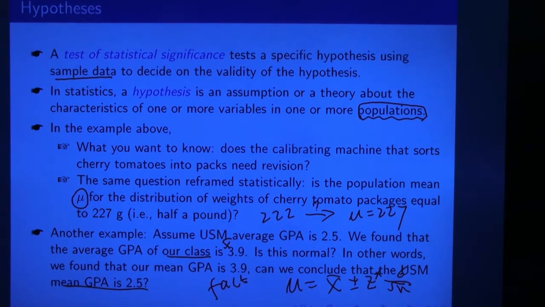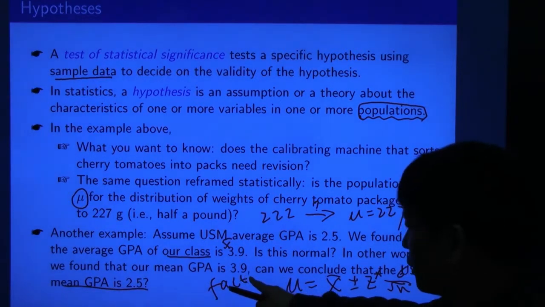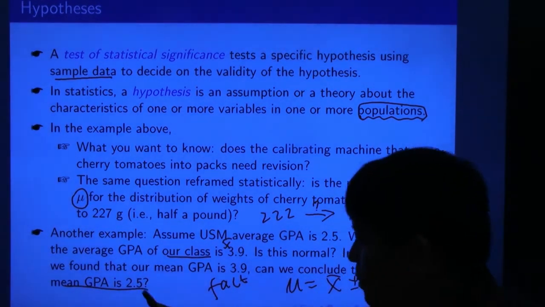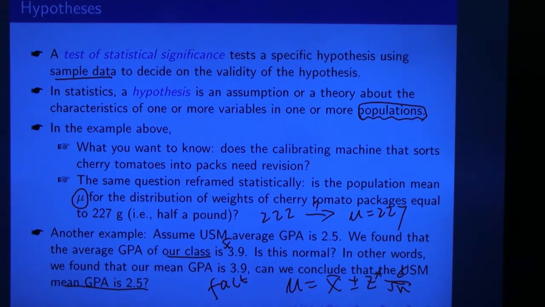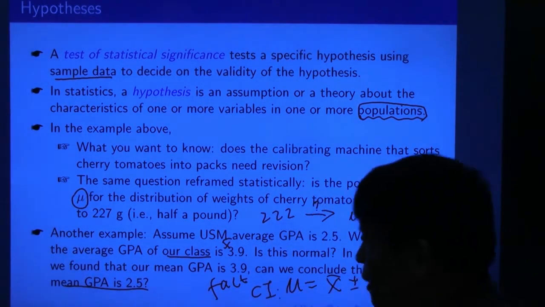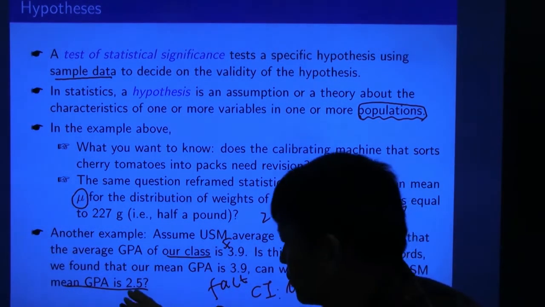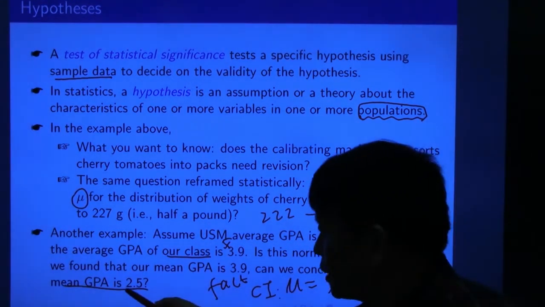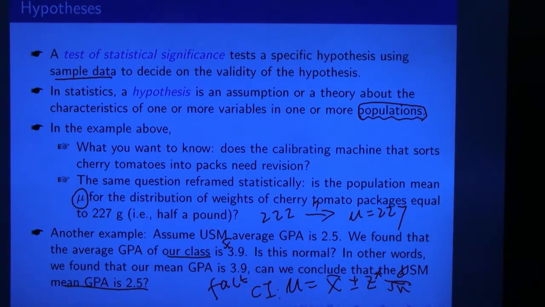But in this unit, what we are interested in is, from this 3.9, can we conclude that the USM mean GPA equals 2.5? We do not care about this confidence interval. What we want is a statement about whether the mean GPA equals 2.5.